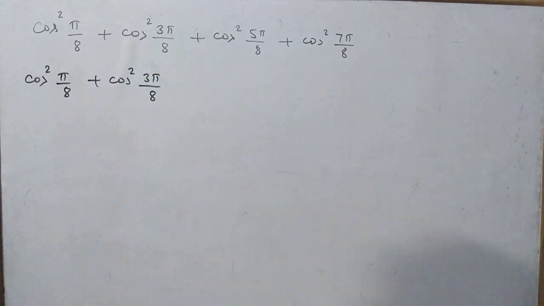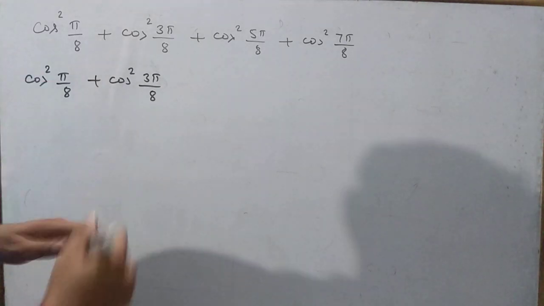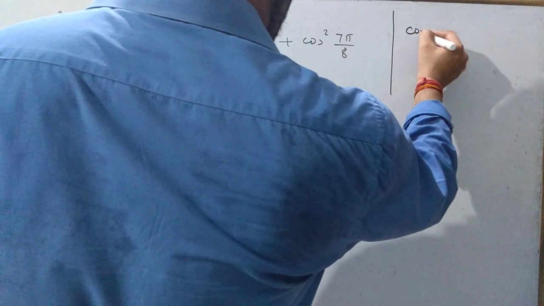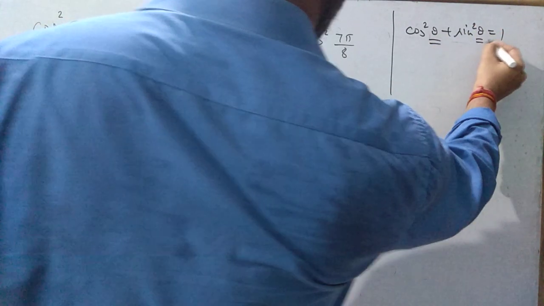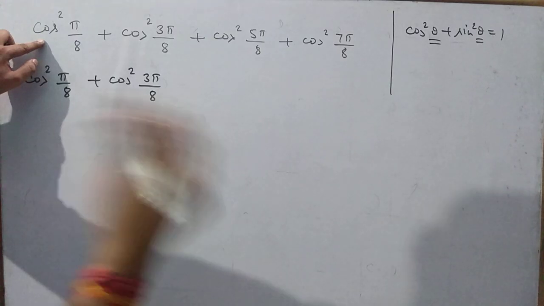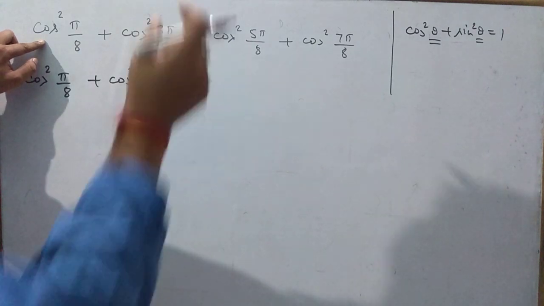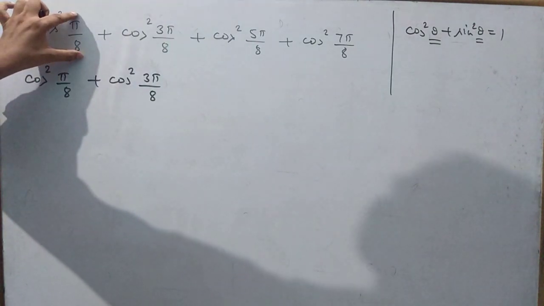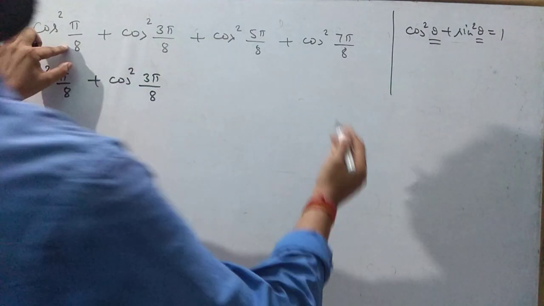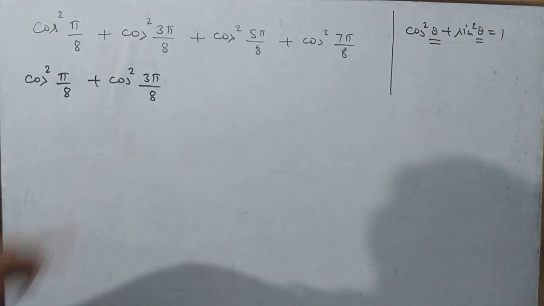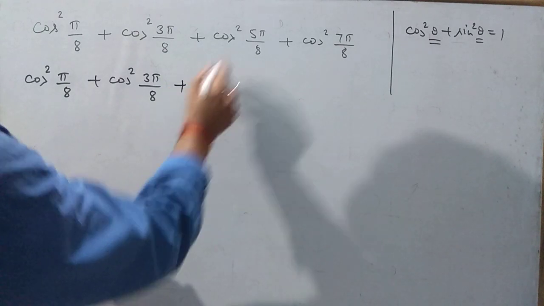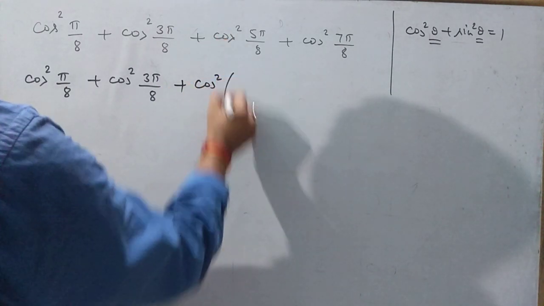Now this question can be solved in a very smart way. We know the identity cos square theta plus sine square theta is 1, with theta being the same angle. If somehow sine of the same angle occurs here, like cos square pi by 8, and somewhere sine square pi by 8 appears, we can treat that as 1.